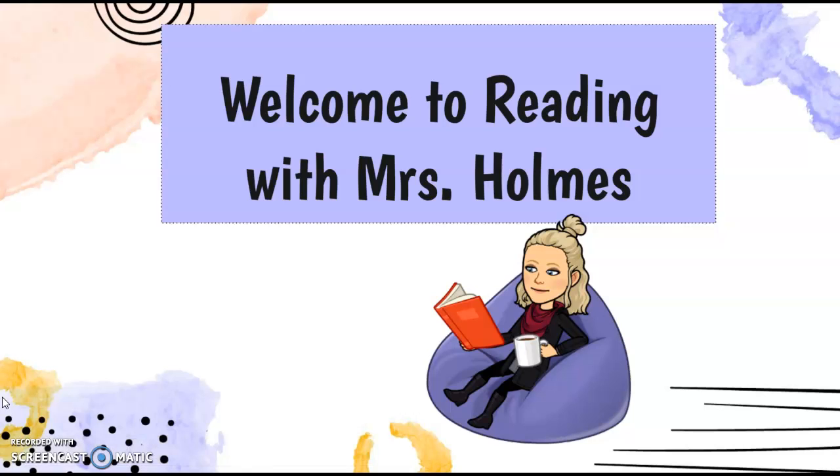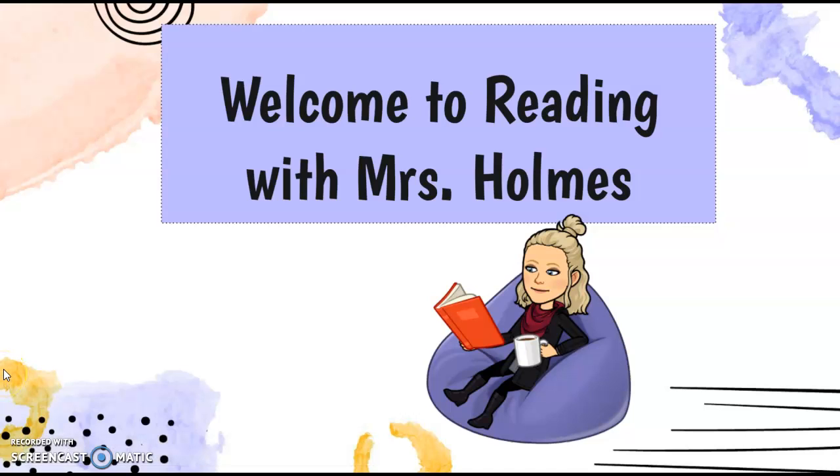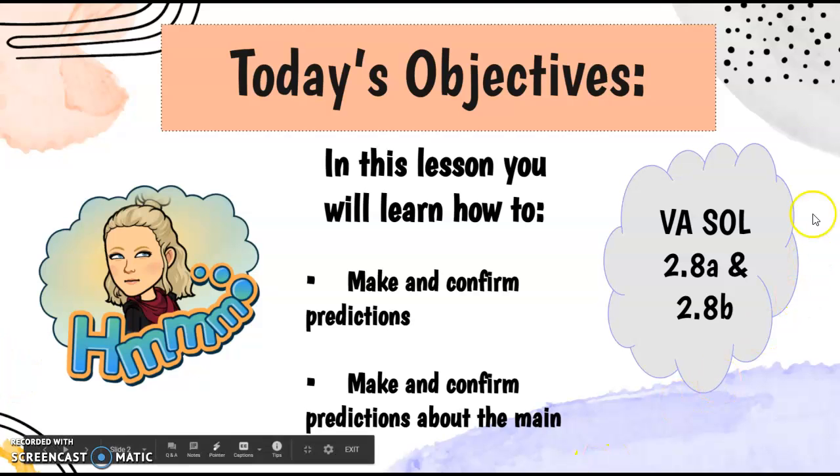I am Miss Holmes, and if you do not know me, I am one of the second grade teachers here at VAVA, and I'm going to be teaching you reading this week. So we are just going to dive right in. Today we are going to be talking about making predictions. This is Virginia SOL 2.8a and 2.8b.